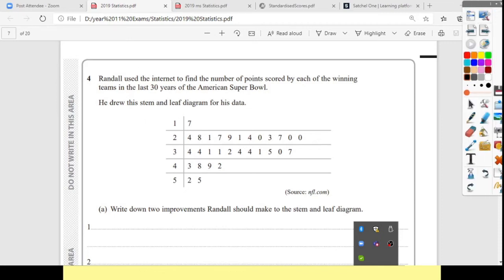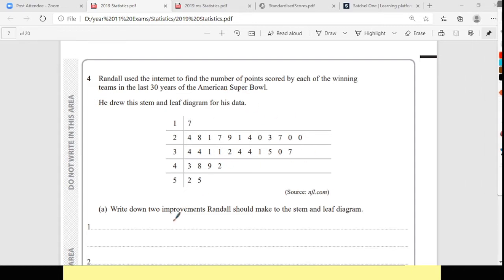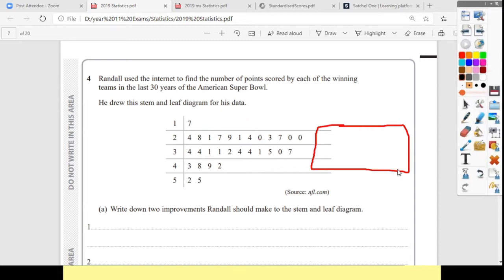Randall used the internet to find the number of points scored by each of the winning teams in the last 30 years of the Super Bowl. He drew a stem and leaf diagram. Write down 2 improvements Randall should make. With stem and leaf, I'll be honest, you don't even have to look at these to know it's always going to be that there is no key, and it's probably always going to be that they're not in order. Yes, they're not in order.